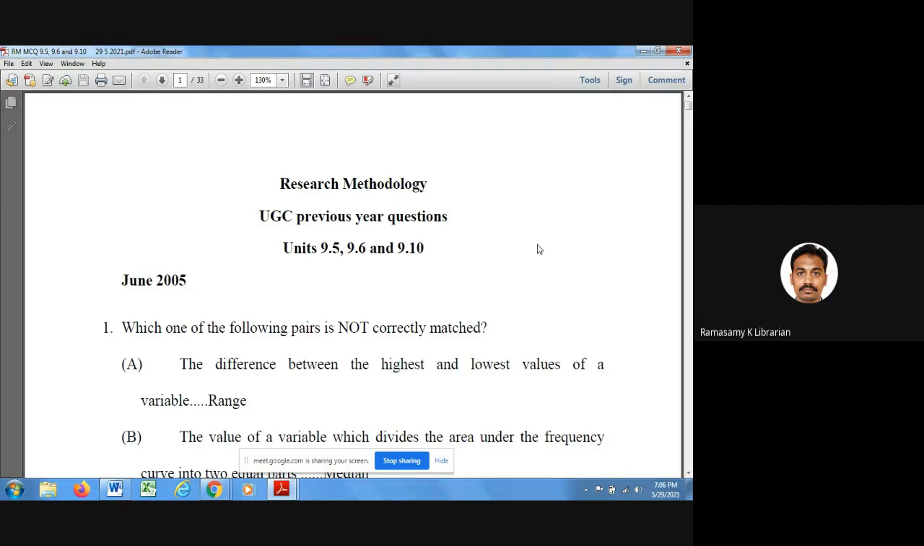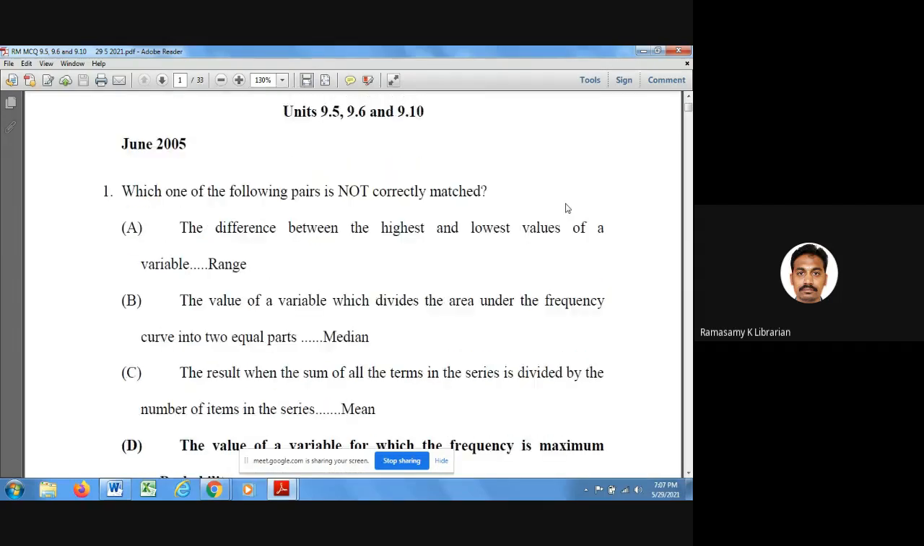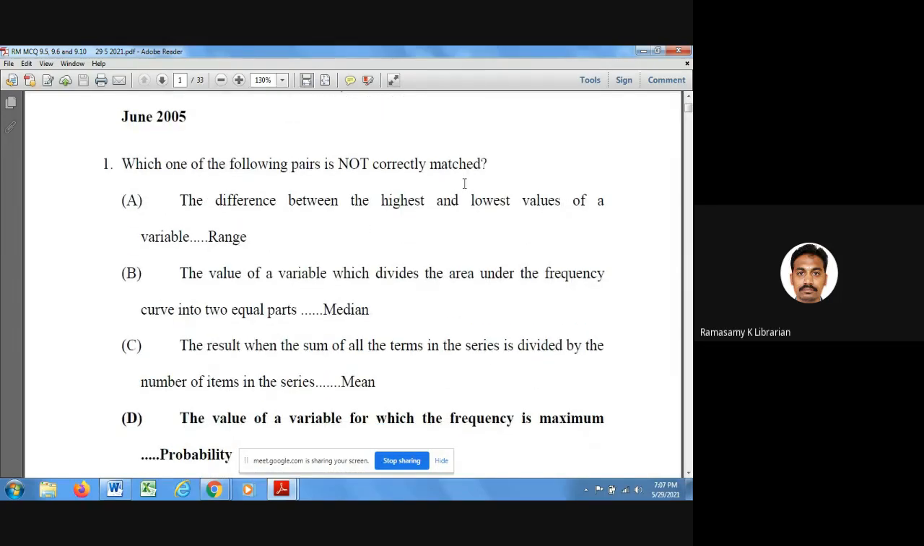Let's begin our discussion. We'll start from units 9.5, 9.6, and 9.10. I have taken the last 10 to 11 years of UGC question papers. Let us see what kind of questions were asked in all these years. Fine. We'll start from June 2005. Which one of the following pairs is not correctly matched?